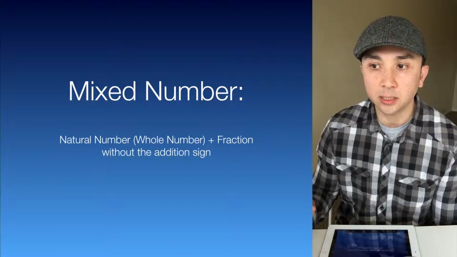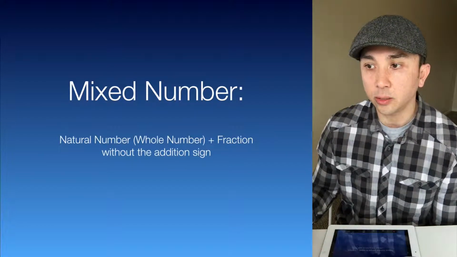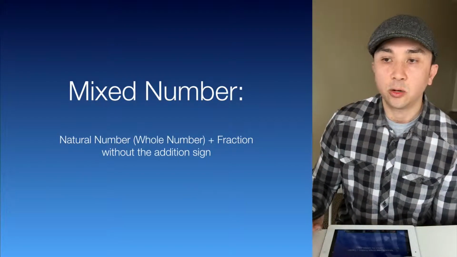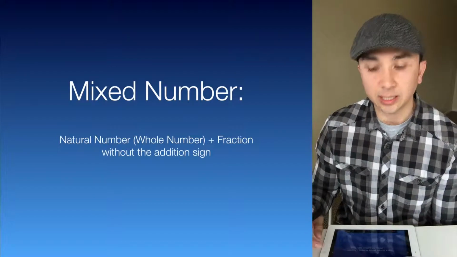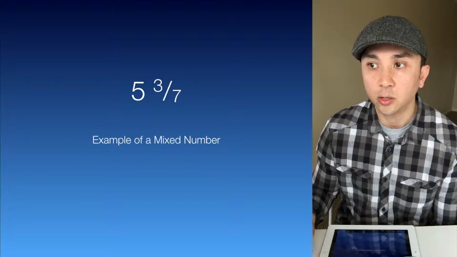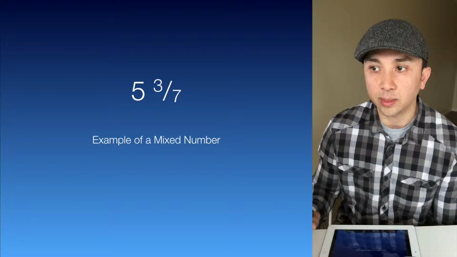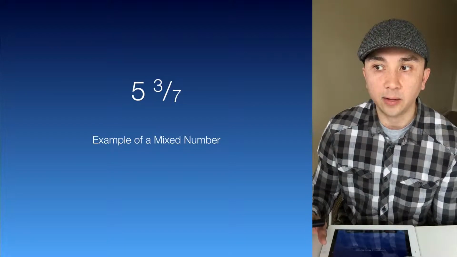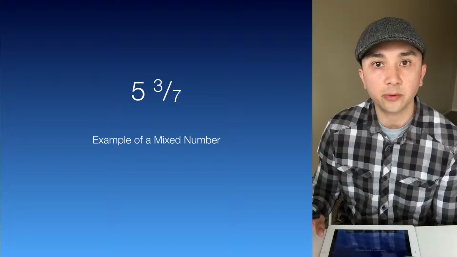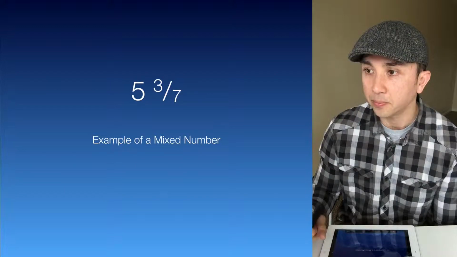So first off, mixed numbers are natural numbers, or whole numbers, plus a fraction without writing the addition sign. So here's an example of a mixed number. We have 5 and 3/7. What this represents is 5 plus 3/7. We have the whole number, or natural number 5, plus a fraction, which is 3/7.